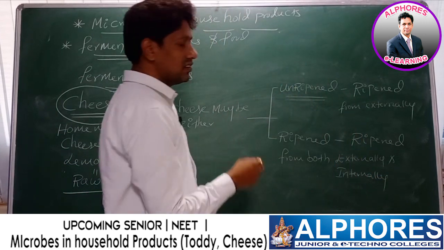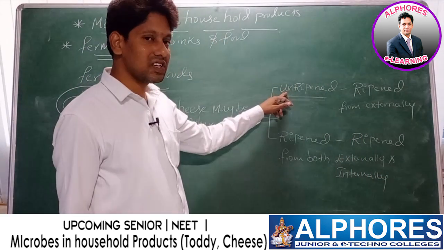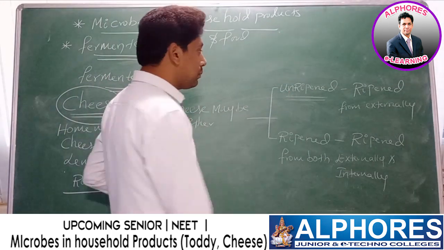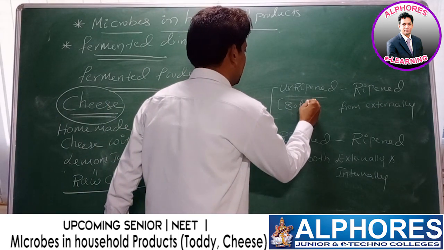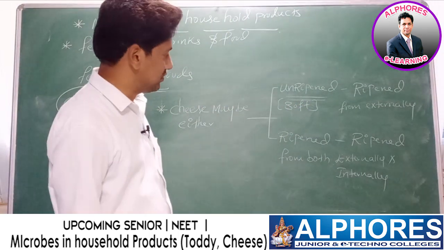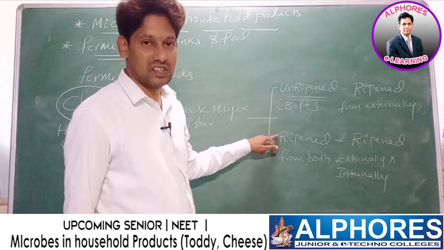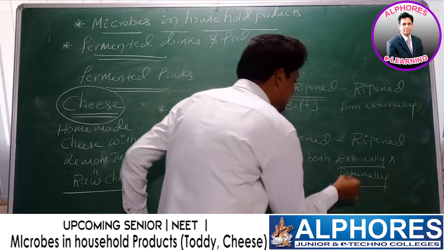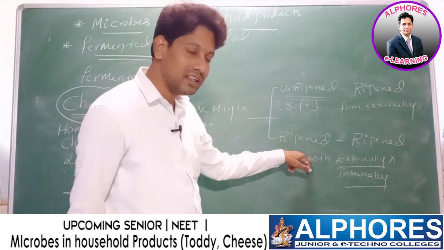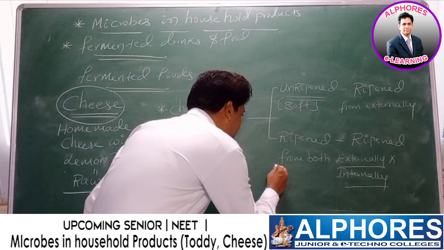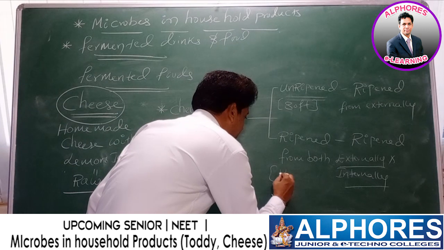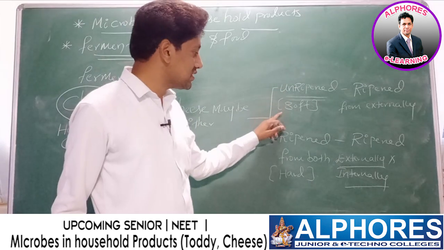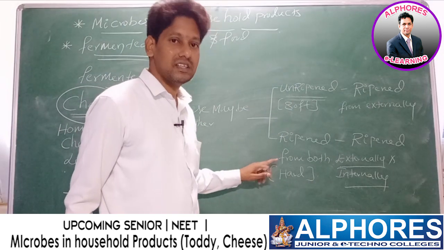Now listen to this statement carefully. Sir, here the cheese is ripened only externally. We are calling that cheese unripened cheese. Unripened cheese is generally soft. Now go for ripened cheese. Ripened cheese means it is ripened both externally and internally. This ripened cheese is hard. Therefore, unripened cheese is soft, whereas ripened cheese is hard.